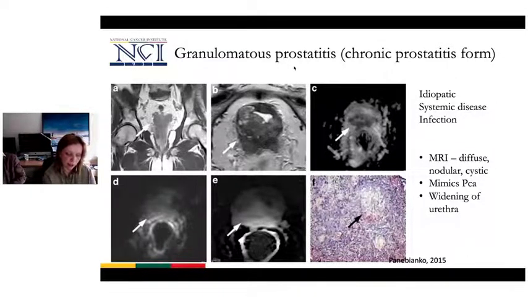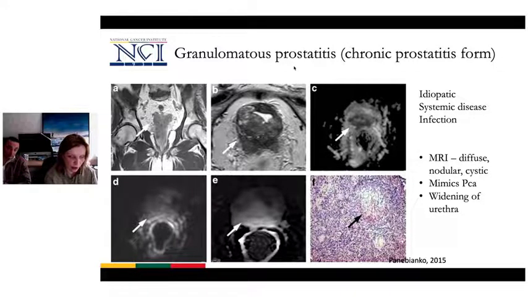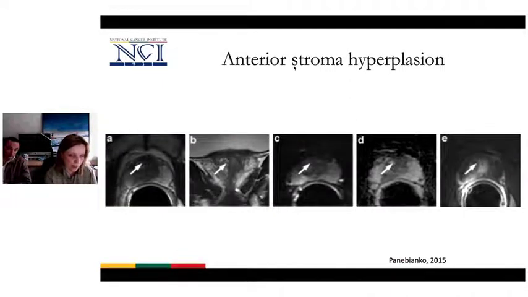It really mimics cancer. In our practice, it usually does not give such a low ADC value, and it sometimes looks more diffuse than local lesions. But usually we should perform a biopsy in order to have a correct diagnosis. Anterior stroma hyperplasia is difficult to differentiate, and mistakes are made in this case. Let me remind you again, contrast enhanced images can help.